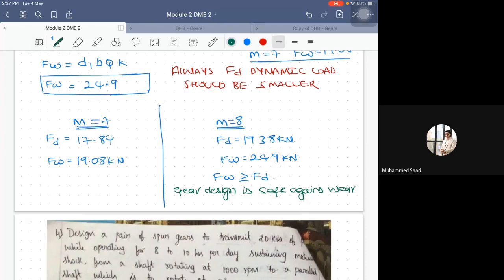Now, come to module number 7. Whether in this case the wear load is just lesser than the dynamic load, yes or no? In case of module number 7.